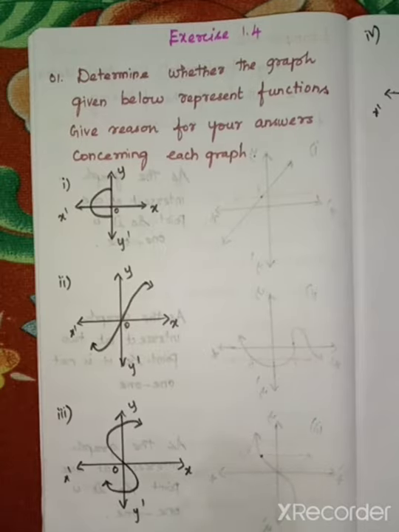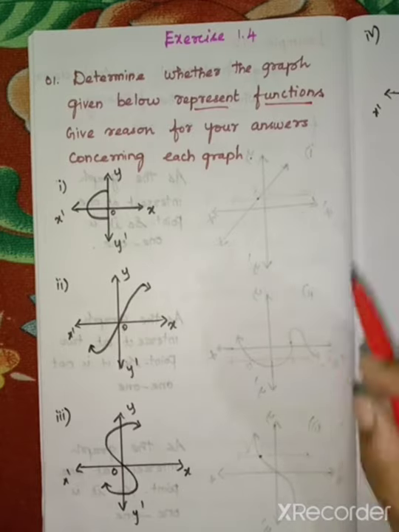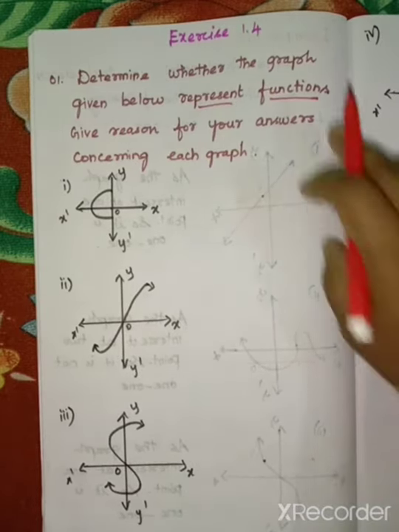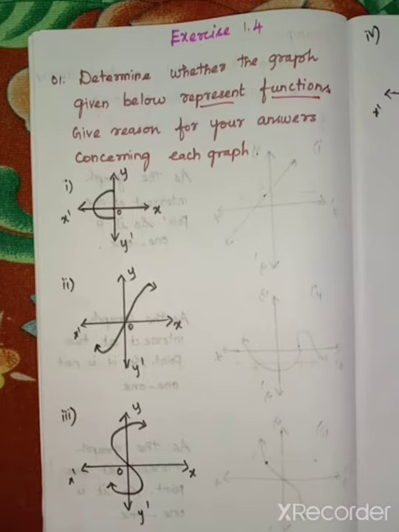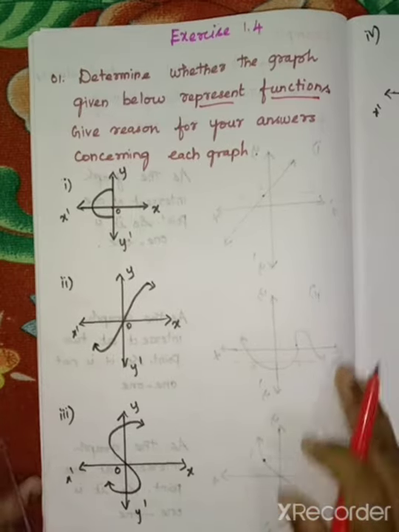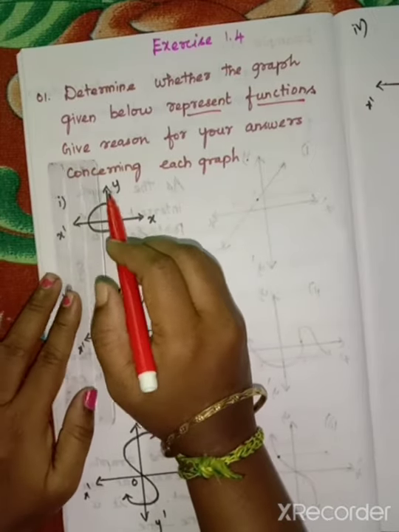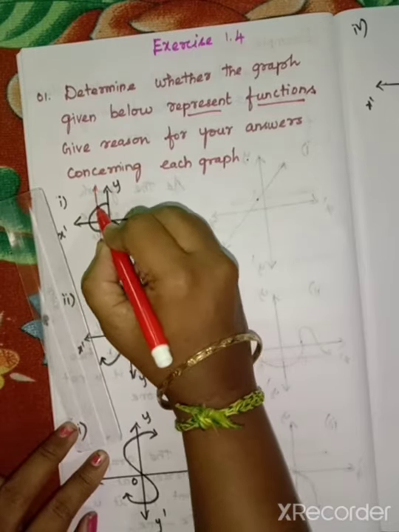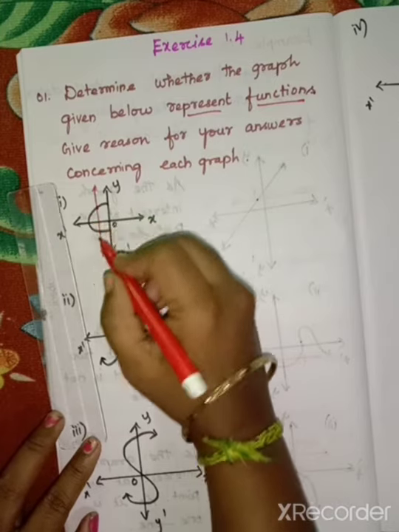Here they ask whether it represents a function, so you have to use the vertical line test. Suppose they mention one-to-one, then you have to use the horizontal line test. So for the first question, first of all you have to draw the vertical line across the graph. Here I have drawn one vertical line. It touches two points, so the curve meets at two points.